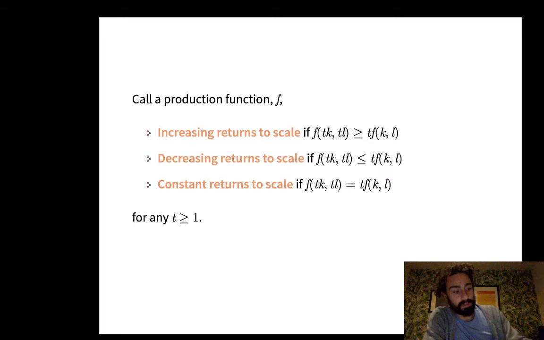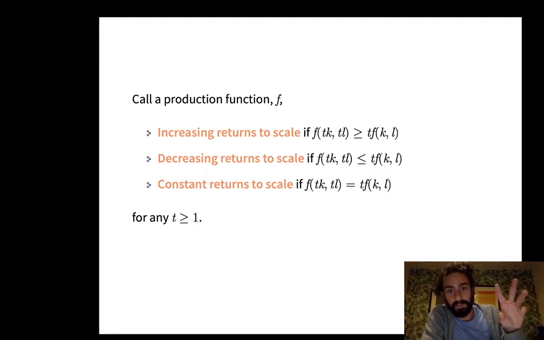So if I double my inputs and I more than double my outputs, then I'm increasing returns to scale. I'm decreasing returns to scale if the opposite is true. I double my inputs and that less than doubles my outputs. Right, so I multiply both my capital and my labor by 2, and the corresponding output is multiplied by less than 2. And this has to hold for any t, right? So it's not just doubling, it's by multiplication by any scale factor larger than 1.